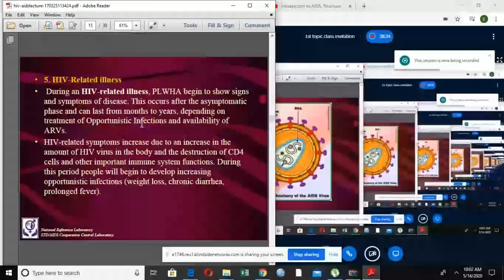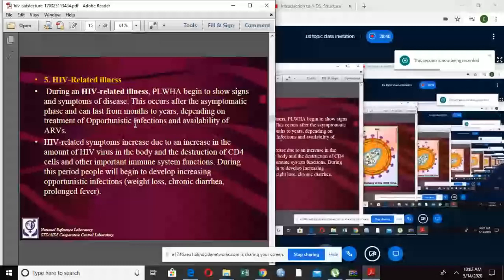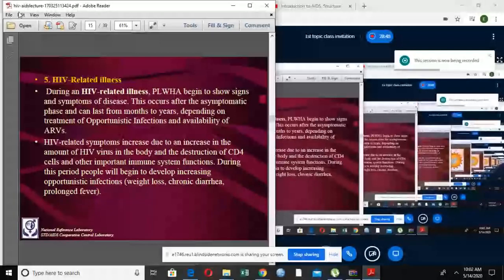Then phase number 5, the HIV related illness. This is when the symptoms are starting to show, where people living with HIV begin to show signs and symptoms of the disease. This occurs after the asymptomatic phase and can last for months to years, depending on the treatment of opportunistic infection and availability of ARVs.